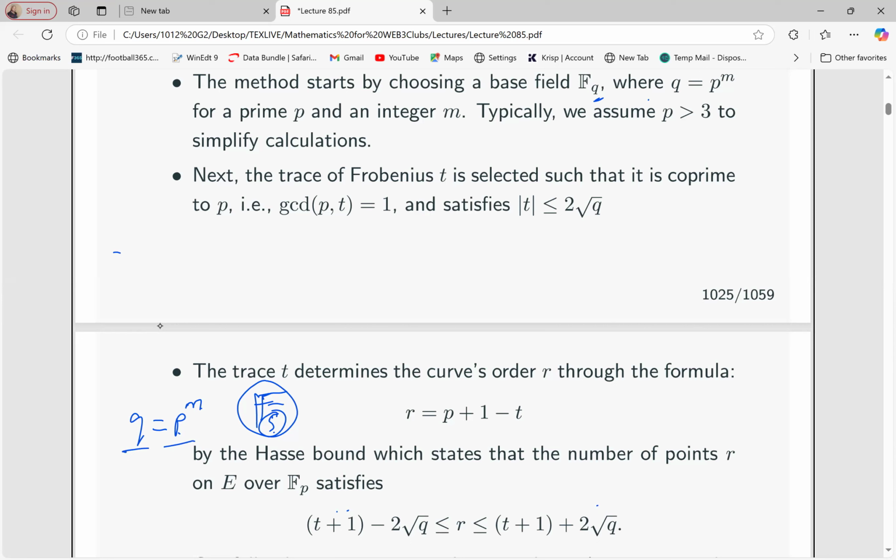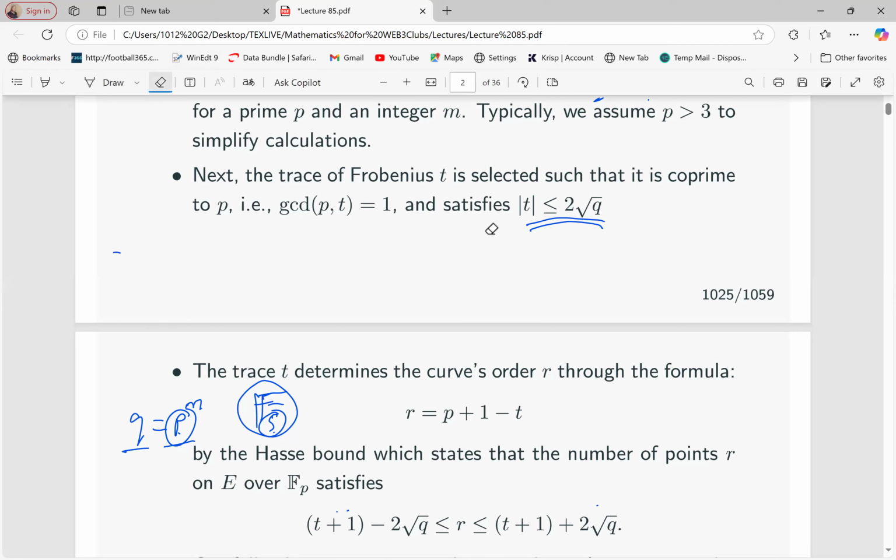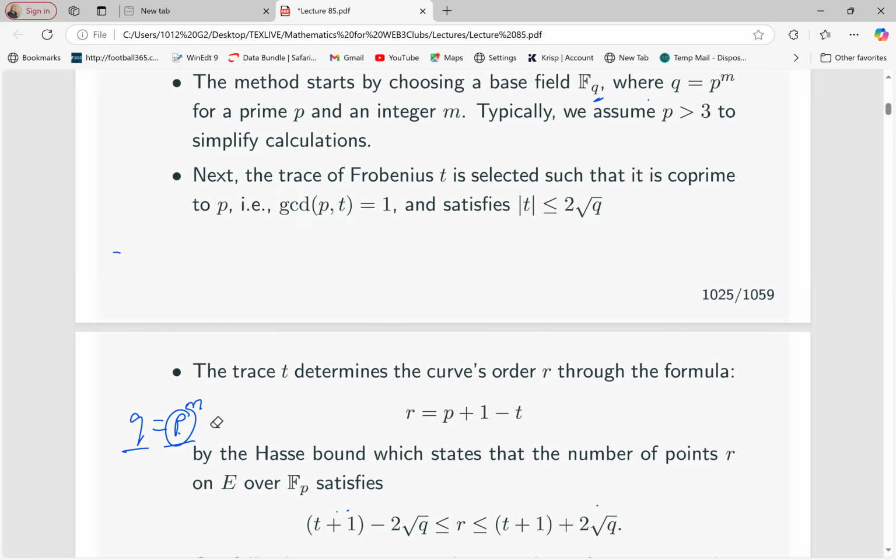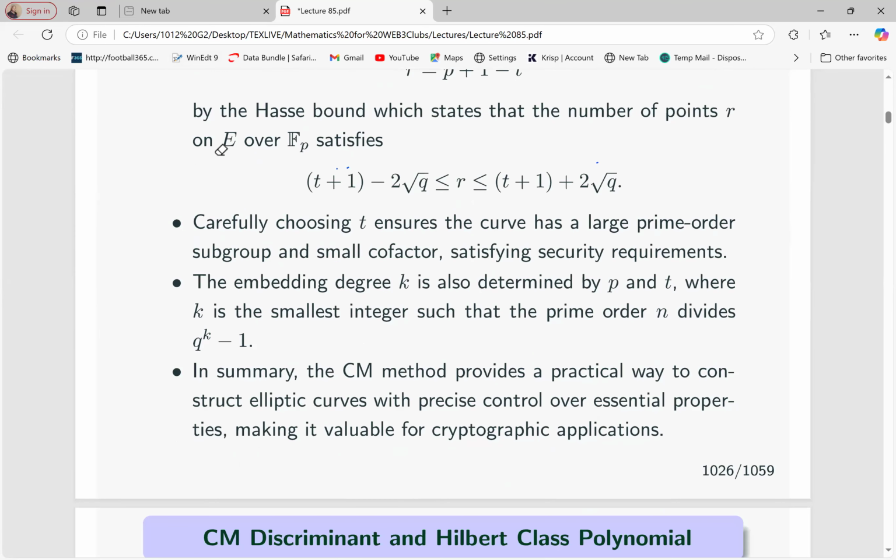After choosing Q, the next thing you choose is the trace. And you choose the trace such that the trace is coprime to P, this P. And that is one condition. The other condition is that the trace must be less than or equal to 2 multiplied by the square root of Q. So there are two things here. First of all, you choose Q and P, and then after that, you get the trace. Now we have the trace.